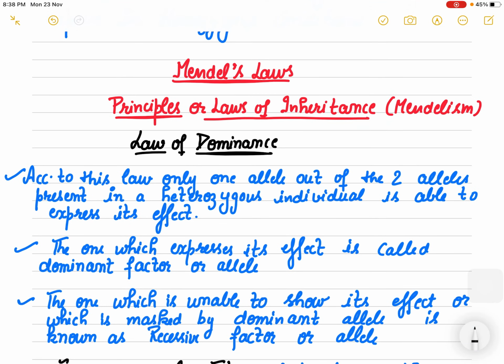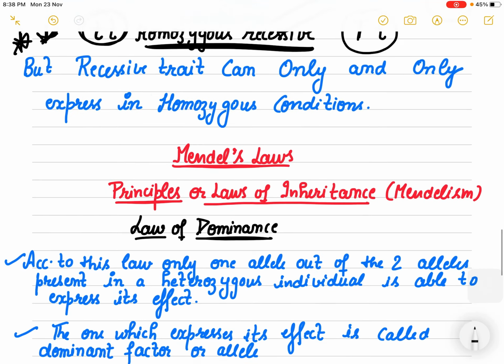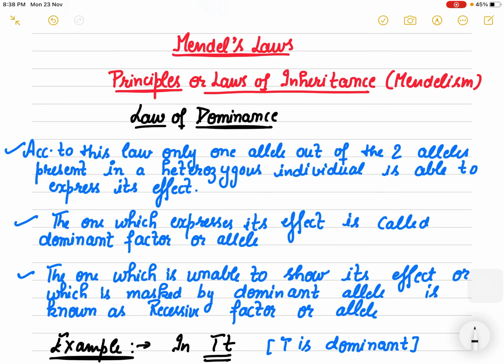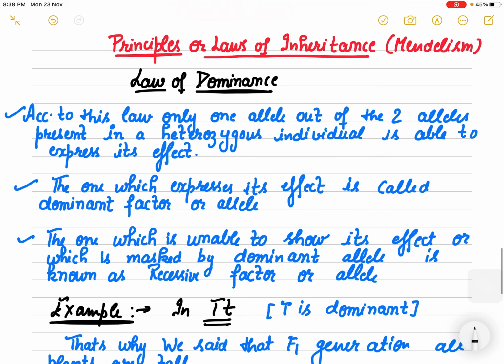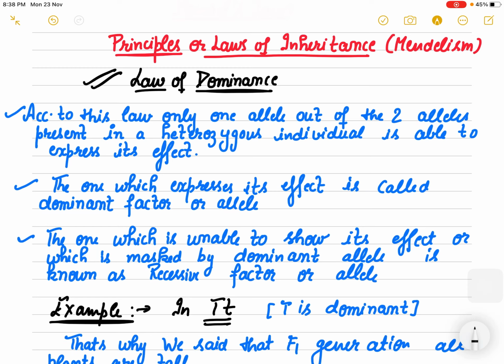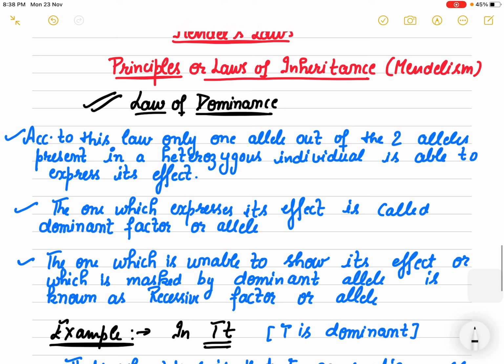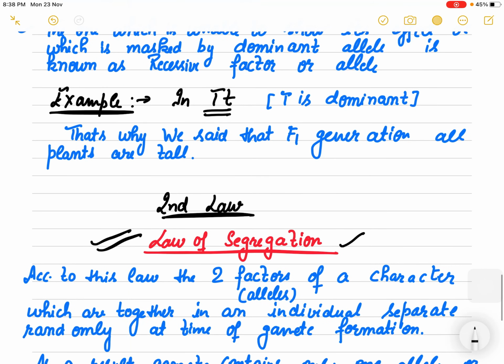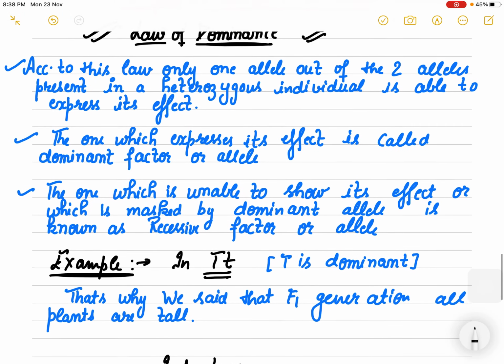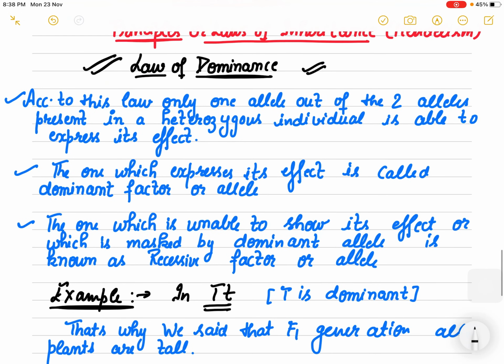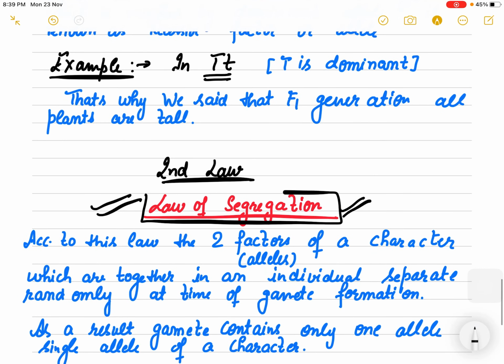So what is the role of Mendel's law with this cross? Mendel explained two laws with the help of this cross. One is the law of dominance and one is the law of segregation. You need to be very clear about these laws. Actually, Mendel explained three laws: law of dominance, law of segregation, and law of independent assortment. But I am not taking law of independent assortment here, because today we have discussed monohybrid cross. So I am going to take only law of dominance and law of segregation with you.